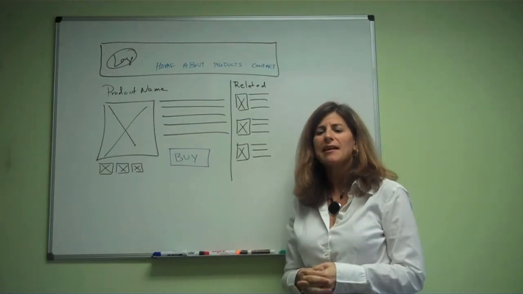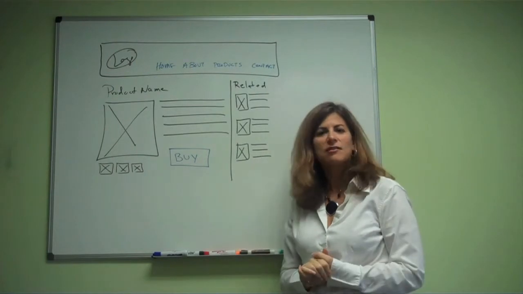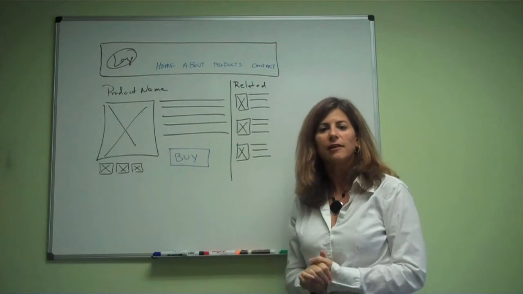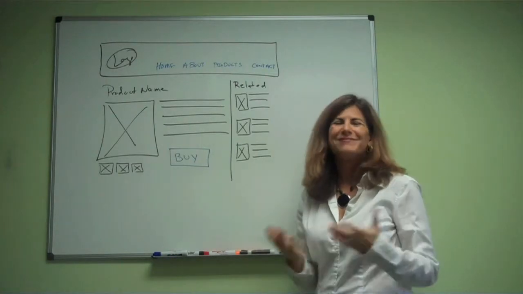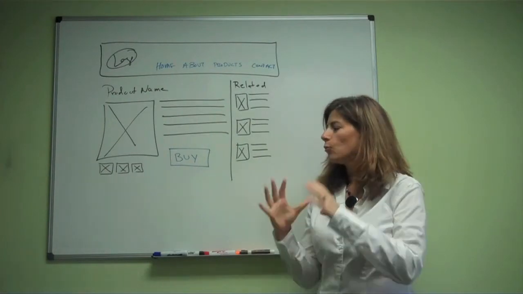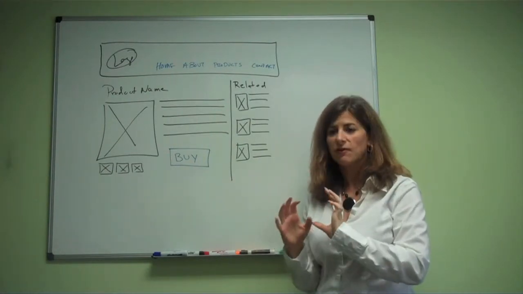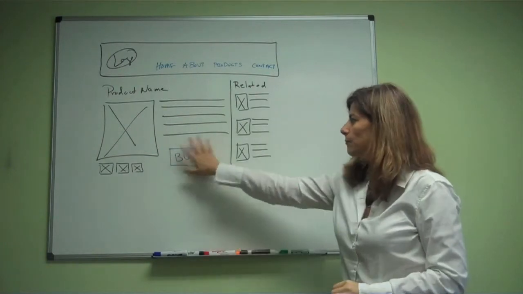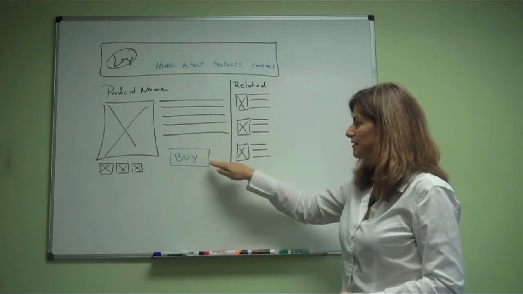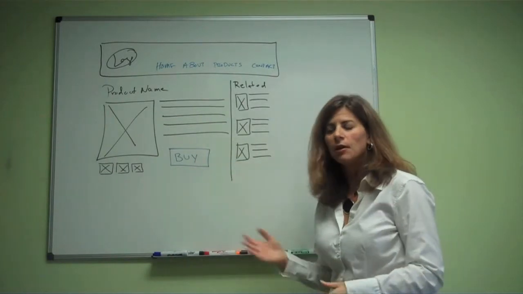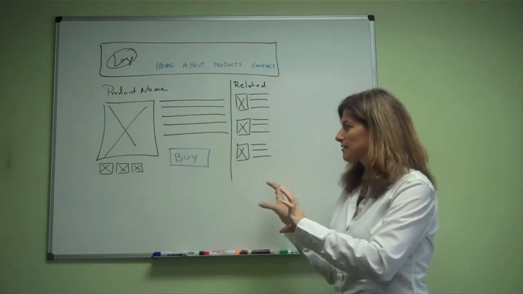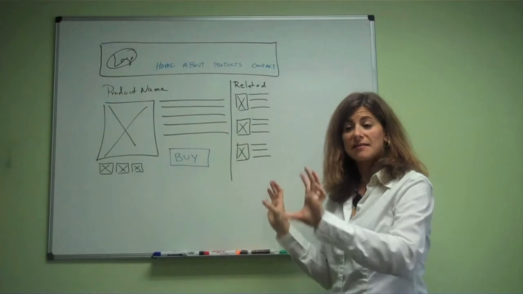Now, some people might say, hey, Melissa, isn't that just a multivariate test where you're testing three different elements at the same time? Not exactly. A multivariate test is really when you're testing one item but multiple parts of that item. For example, the buy button. Right now we have a buy button where the text is buy and the button is blue. We can separate out those two items, the color and the text on the button, and test them separately.